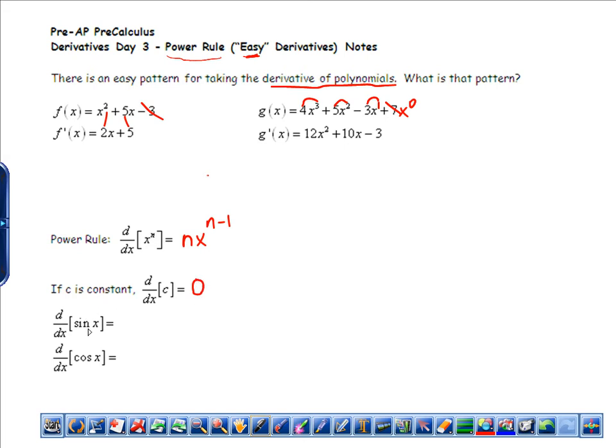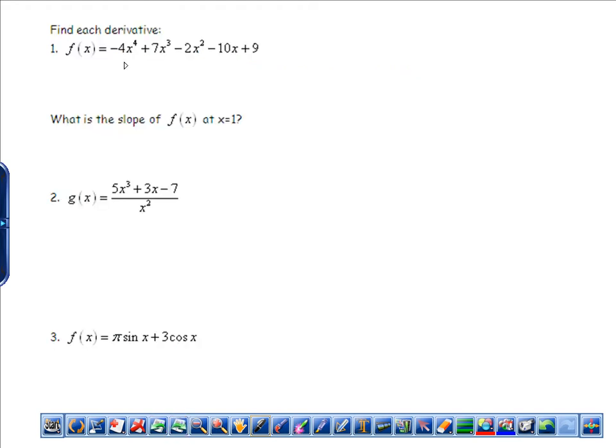Okay? Now, here are a couple others that I'm not going to go into why, but I'm going to go ahead and tell you that the derivative of sine of x is cosine of x, and the derivative of cosine is negative sine. This is worth memorizing. You will use this so much next year, it is worth your time to memorize it. All right, now let's do some examples.